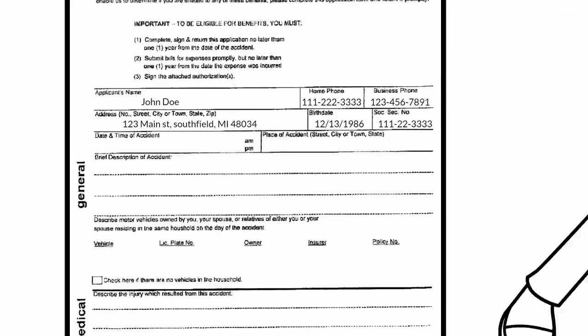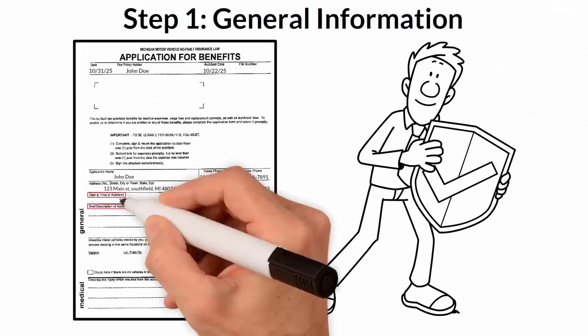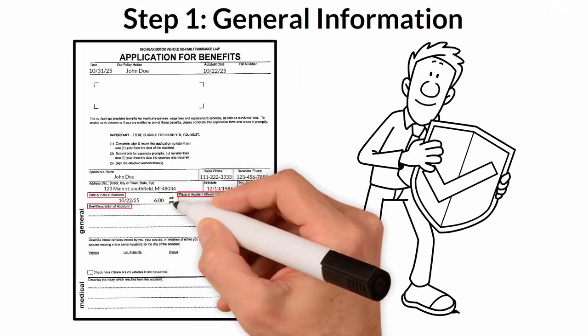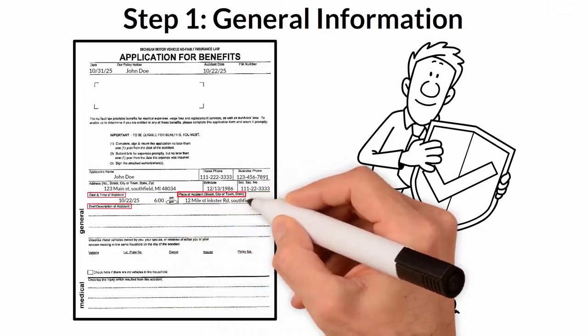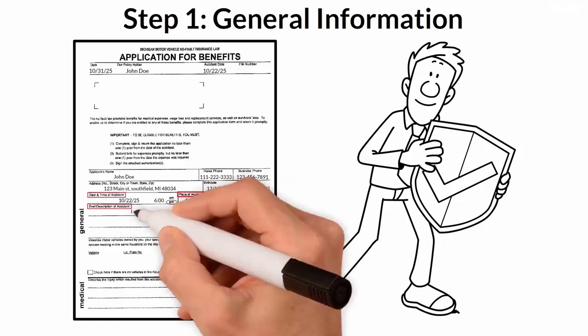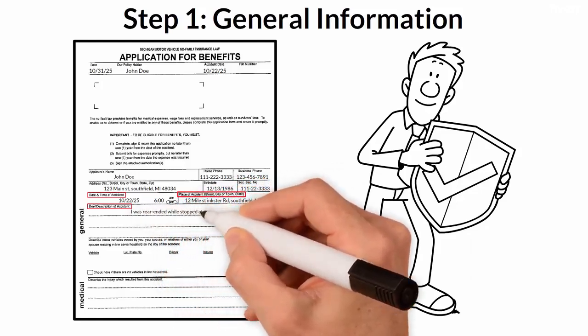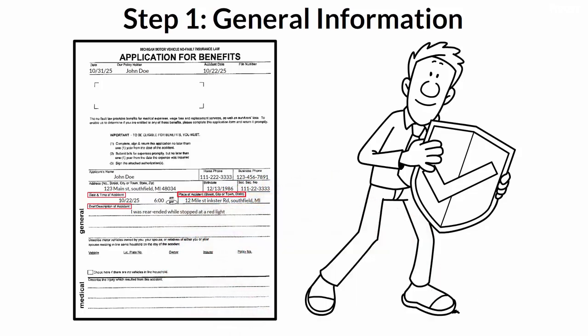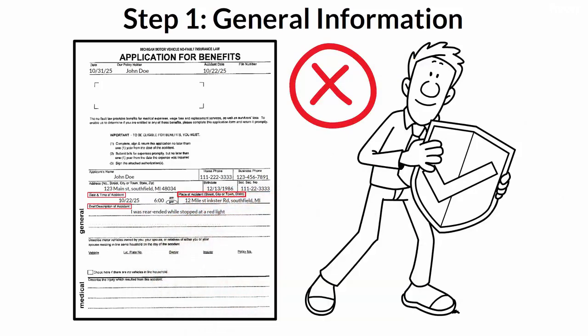Next, the form asks about the accident itself, the date, time, location, and what happened. Fill out the date and time of crash and circle AM or PM. Fill in the location of the crash. Provide a short explanation without too many details for the brief description of accident section. A description might be, "I was rear-ended while stopped at a red light." Do not guess about speed, make excuses, or speculate about what the other driver was doing.